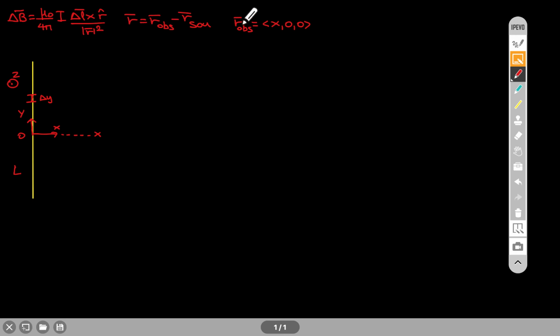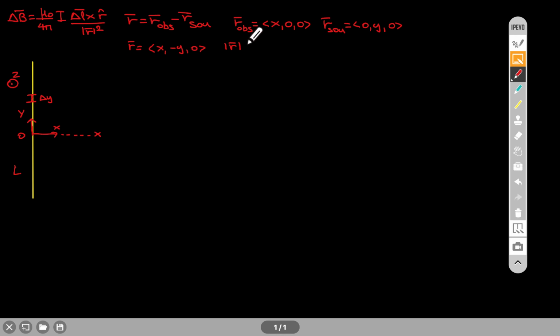Now, I have written the position vector of the observation location, and I also need to write the position vector for the source. Since my wire is aligned with the y-axis, I will have 0, y, 0. And then this means the vector r, using r obs minus r source, will be x, minus y, and 0.